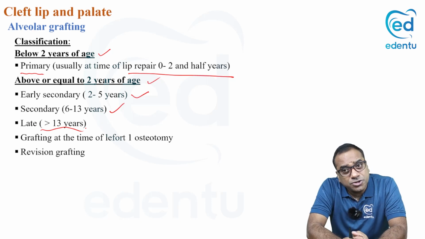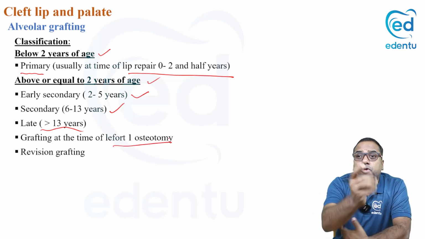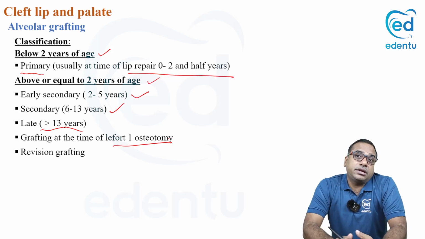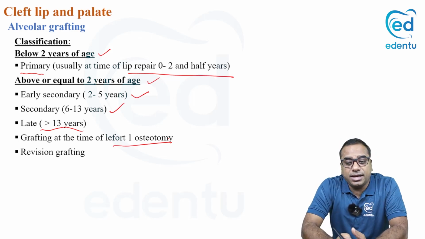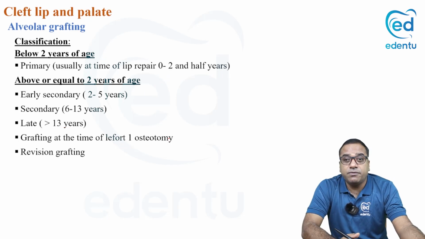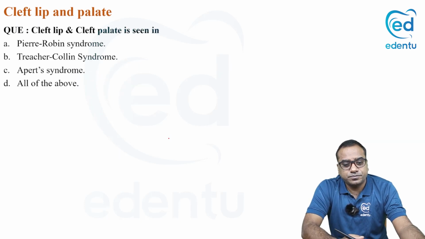Grafting is also done at the time of Le Fort 1 osteotomy, that is 18 to 21 years, and then revision grafting can be carried out at any point in life. So this alveolar grafting you should know very well, at what age, what it is called.